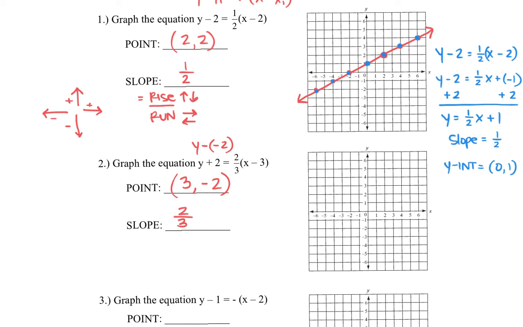Okay, so now we're going to plot 3, -2. That's the first point. Then I'm going to use my slope to plot future points. So I'm going to go up 2 and right 3. I also could go down 2 and left 3, and I could do that a couple times to get some points on there. Make a nice long straight line, arrows on the end, and you're good to go.